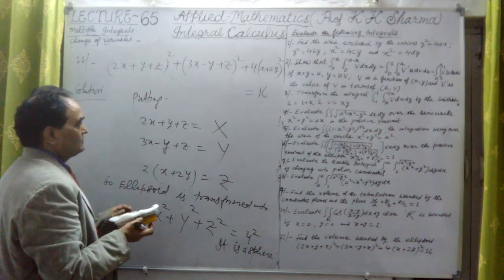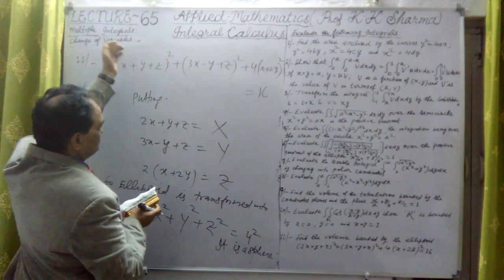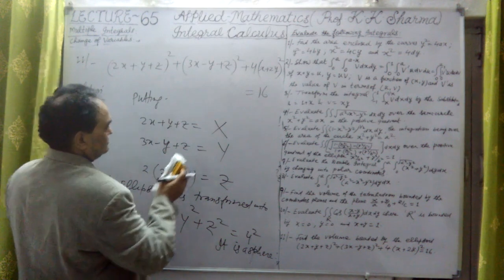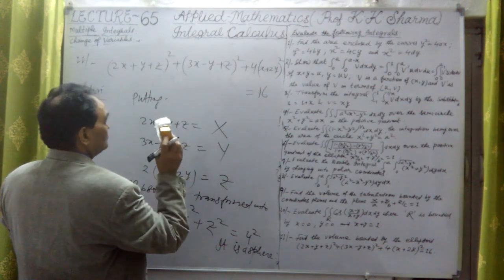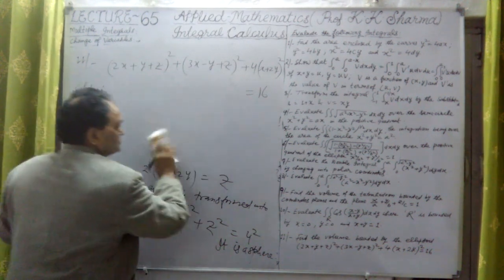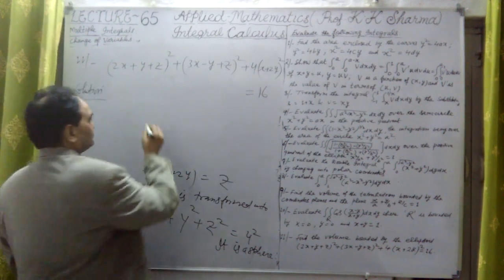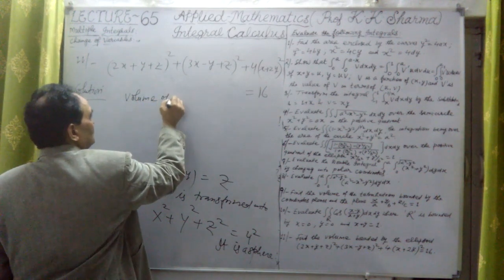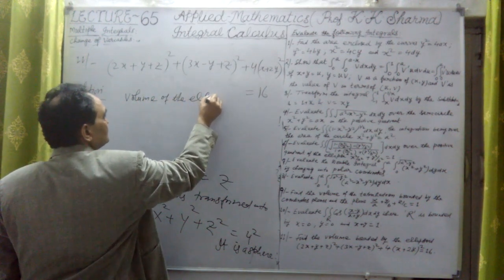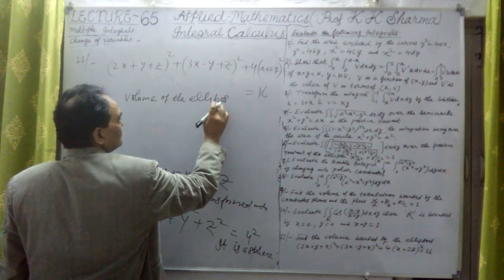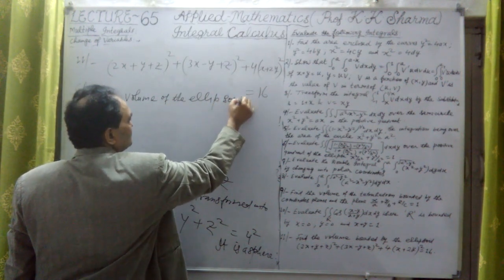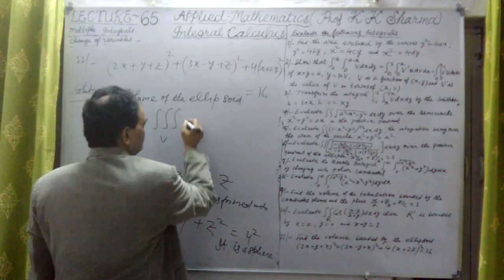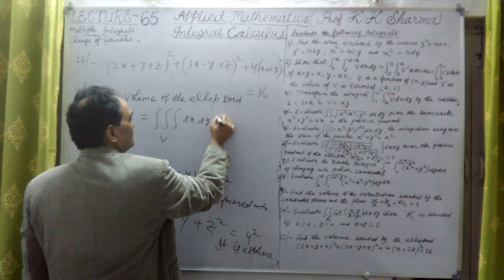Let me first convert this whole dx dy dz. So the volume of this ellipsoid. Volume of this ellipsoid will be what? Let me write here. The volume of the ellipsoid is given by V equal to the integral of dx dy dz.